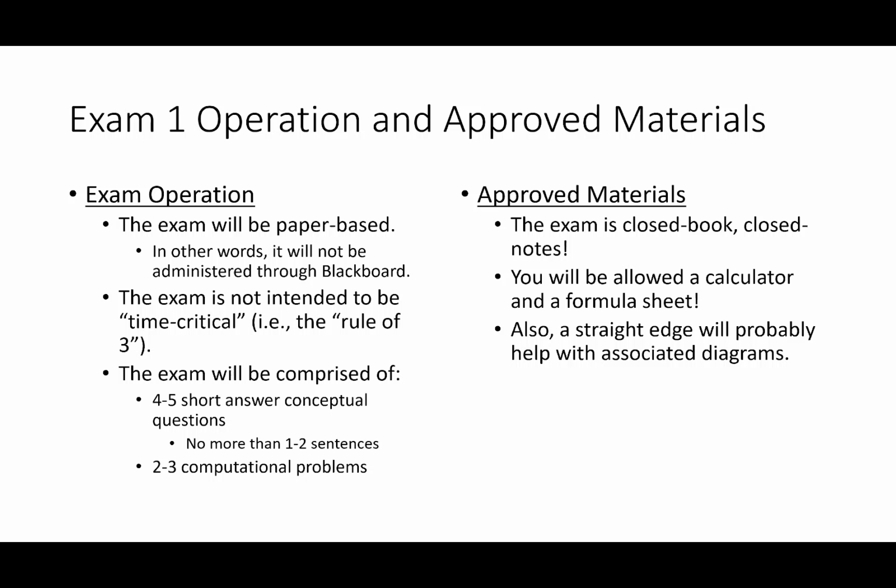And then there will be 2 to 3 computational problems, which, by the way, am I a partial credit guy? Yes. I am. I tend to deduct based on the proportion of the mistake relative to the problem. In other words, if you have everything right and 1 calculator error, that's going to be a few points off. That's not, oh, it's wrong. Whole thing's wrong. I'm not that guy. Okay?